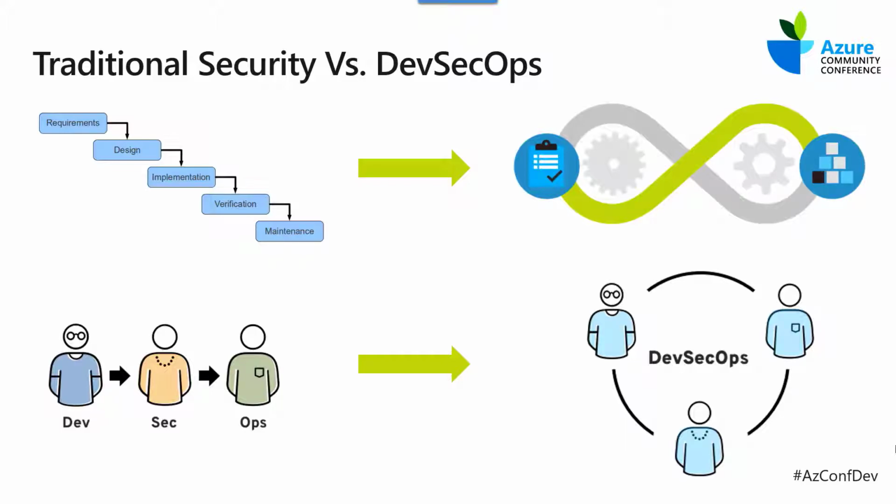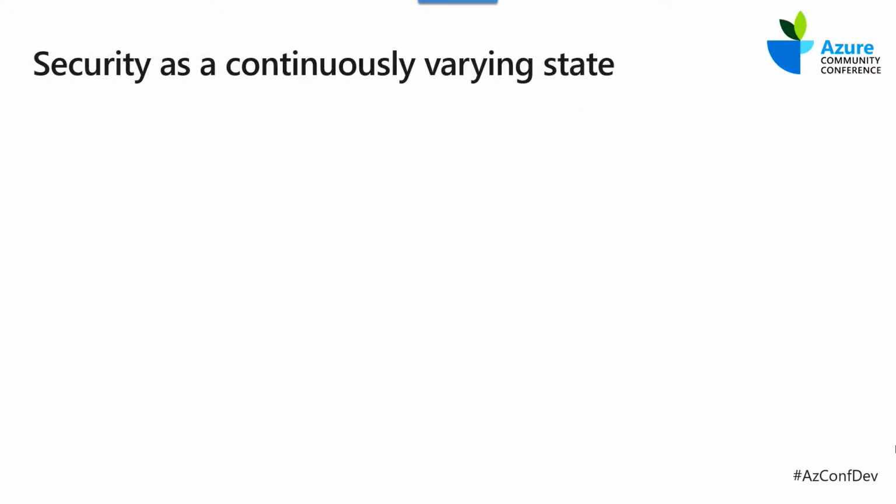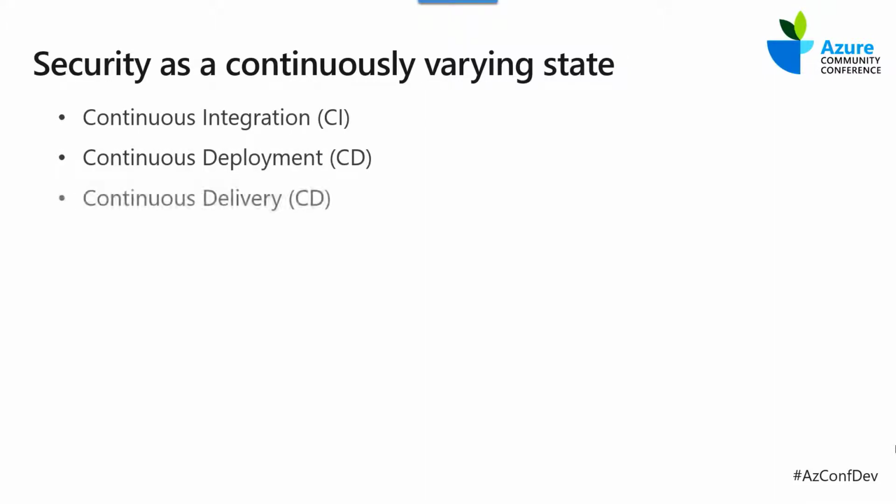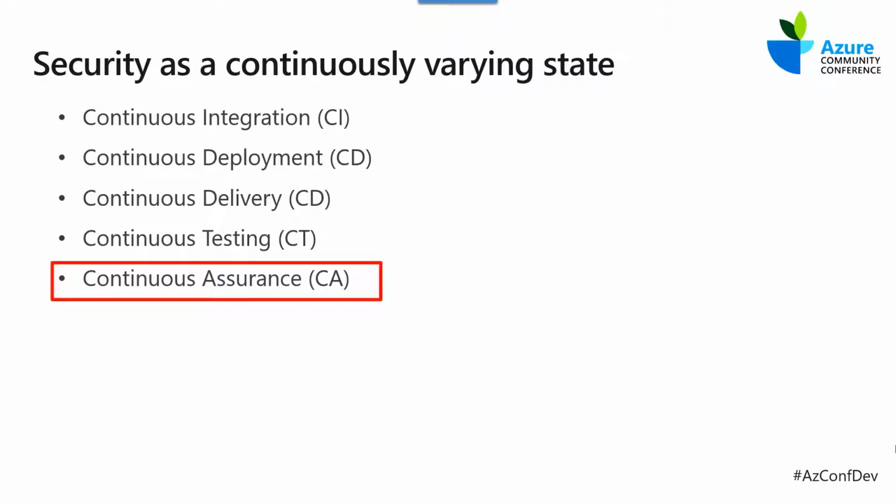So DevSecOps incorporates the security team and their capabilities into the DevOps practices, making security the responsibility of everyone on the team. In DevOps, we have many continuous practices like continuous integration, continuous deployment, continuous delivery, and continuous testing. And as we are going to treat security as a continuous varying state, we should also implement continuous assurance as a part of our DevOps practices.